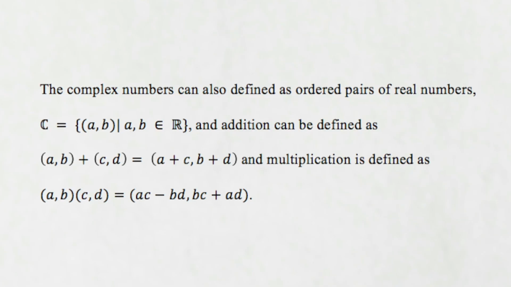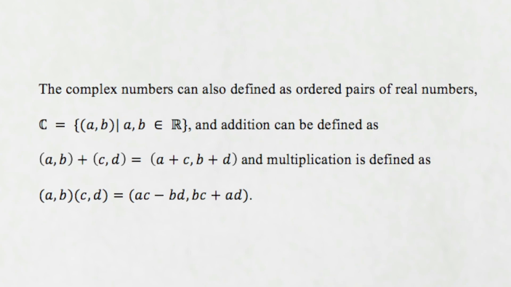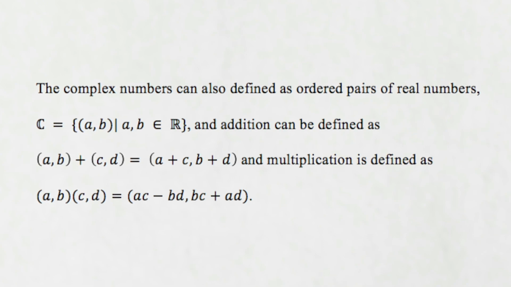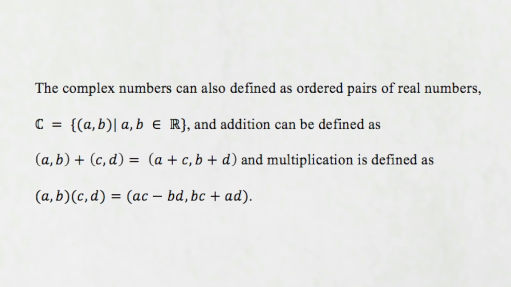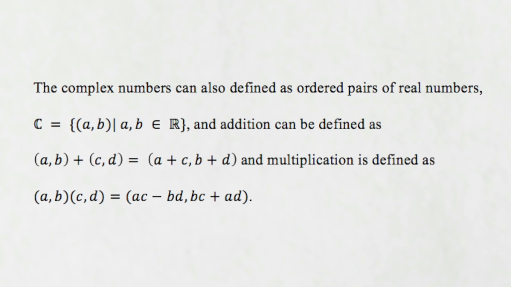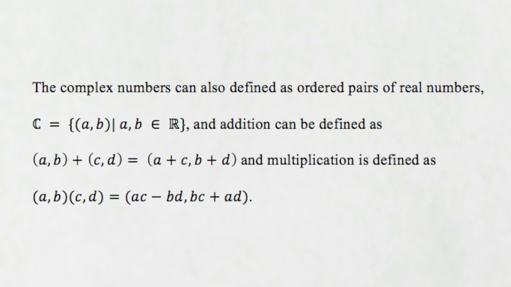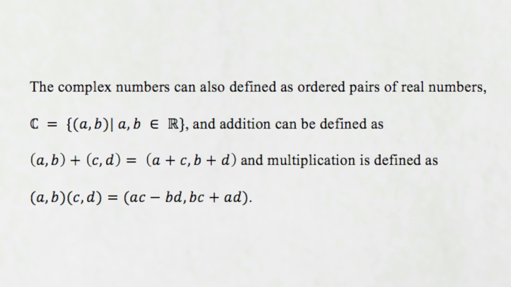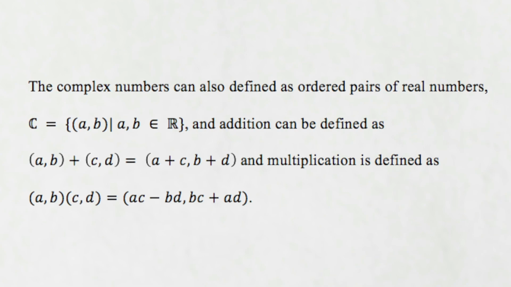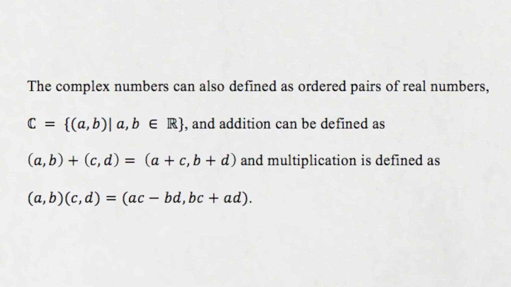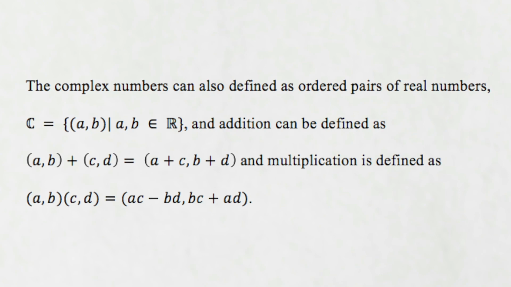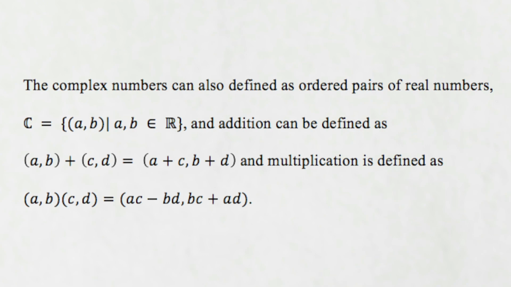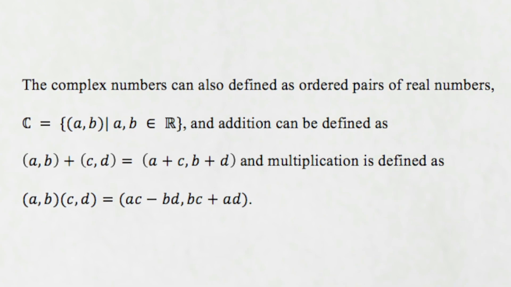The complex numbers can also be defined as ordered pairs of real numbers. C is equal to the set of all ordered pairs (a, b) such that (a, b) belongs to R. That is a representation of the complex number system, and addition in this system can be defined as (a, b) plus (c, d) is equal to (a plus c, b plus d), and multiplication is defined as (a, b)(c, d), which is equal to (ac minus bd, bc plus ad).